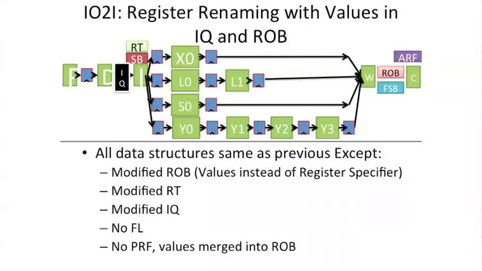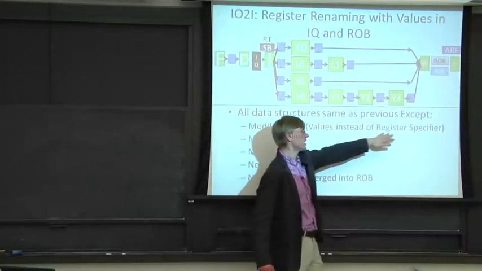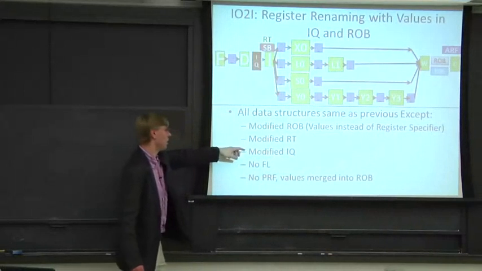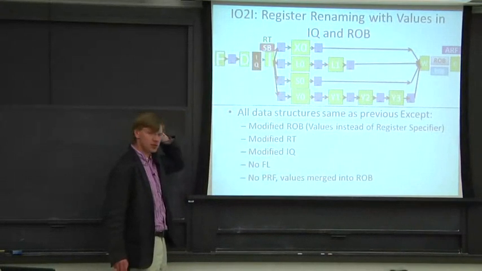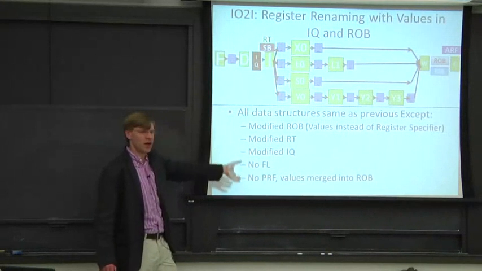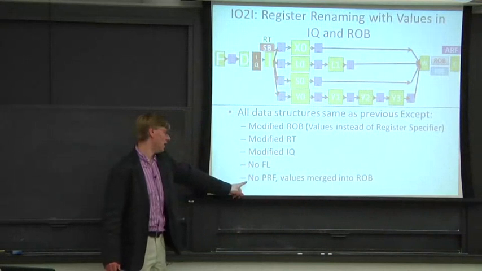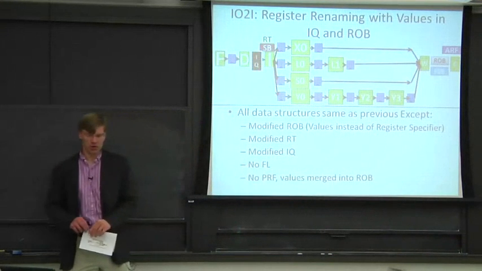And we're going to have to modify a bunch of stuff here. We're going to actually keep values in our reorder buffer instead of a pointer. Our renaming table is going to be modified. Our instruction queue is now going to be able to keep track of actual data values. And our physical register file, as I said before, has gotten merged into our reorder buffer.